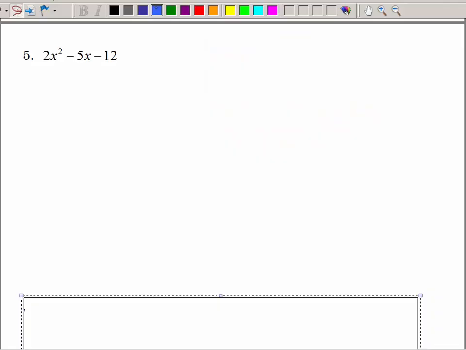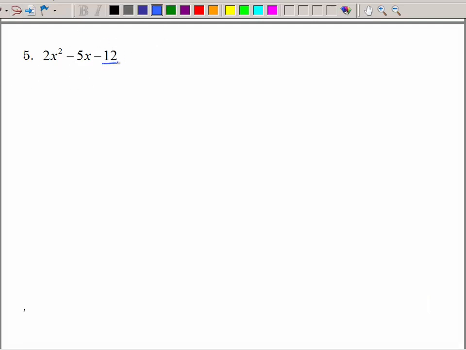Looking at number 5, our leading coefficient is not 1. There's not a GCF that I can factor out. So I'm going to go through that process of what multiplies to get 12. 1 and 12, 2 and 6, 3 and 4. But the good news is the only thing that multiplies to get 2 is 2 and 1. So I'm going to put 2x times 1x because I know that gives me 2x squared. I'm going to have that set. And then again I kind of go through here.